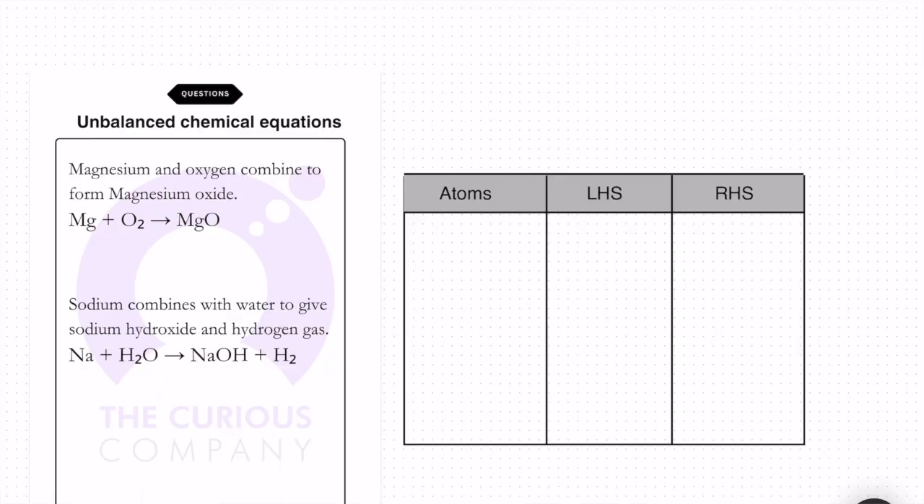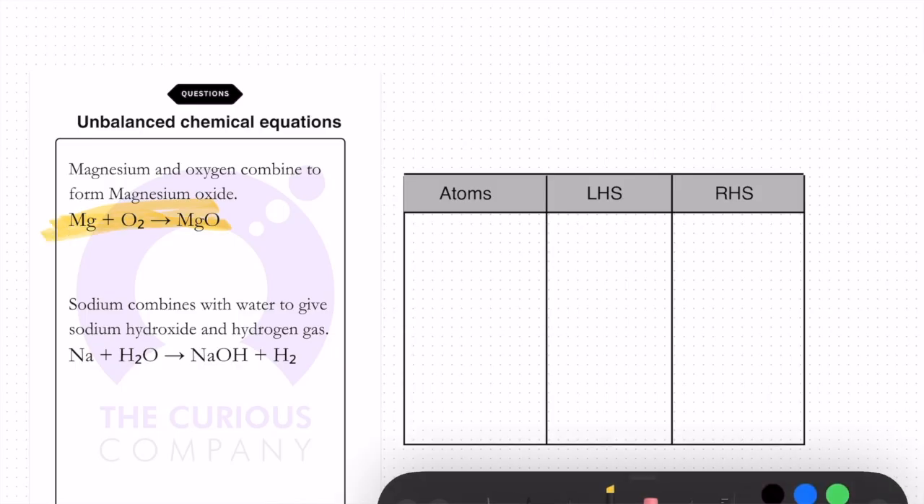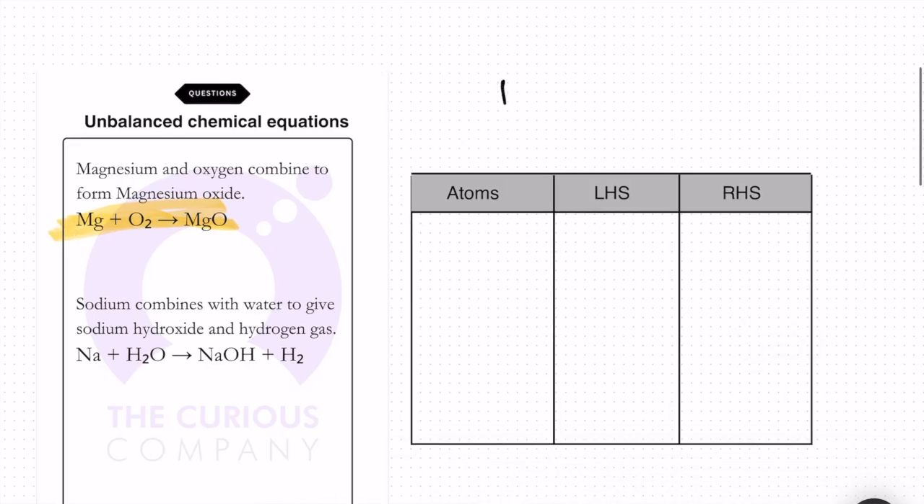Magnesium and oxygen combine to form magnesium oxide. Let's solve this. Over here in the canvas, we have the given reaction. That is Mg plus O2 gives MgO. So let's take this reaction and write it separately. Mg plus O2 gives MgO.